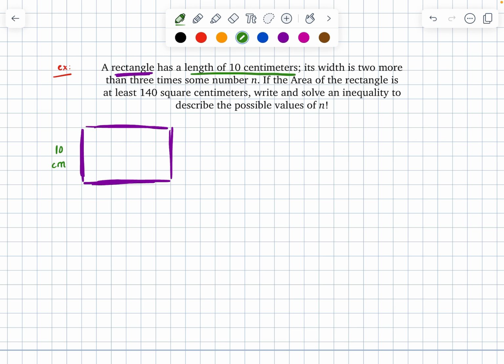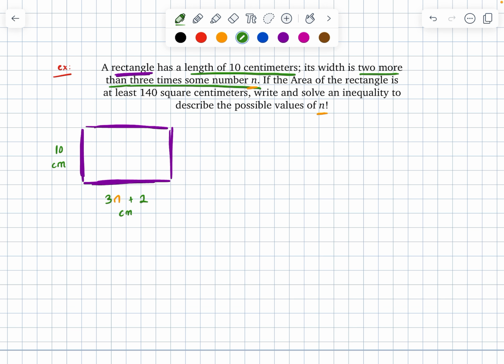And then what do I know about the width? Well, the width is 2 more than 3 times some number n. Well, n is my variable, so I actually don't need to define a variable here. I've already got that n. So in terms of 3 times some number n and then 2 more than that, how would I write that? Well, 3 times some number n, hopefully you remember from back in Unit 1, that's just 3 times n, or 3n. And then I'm 2 more than that, so that would give me plus 2. So here is my length and my width.